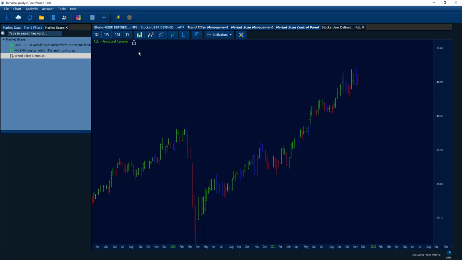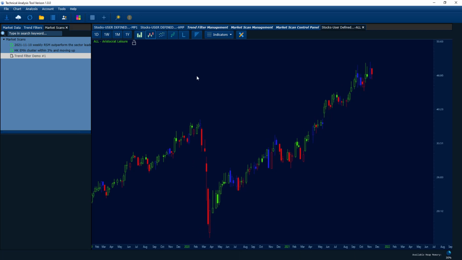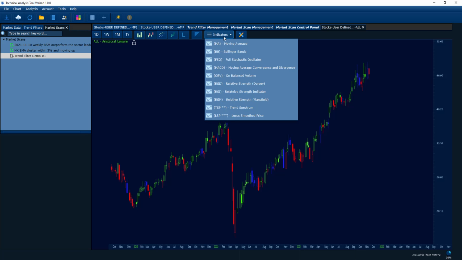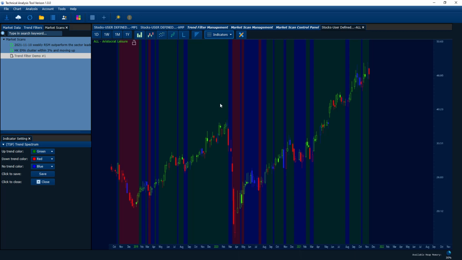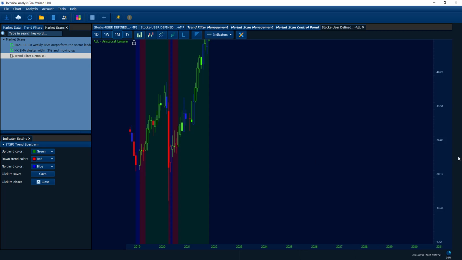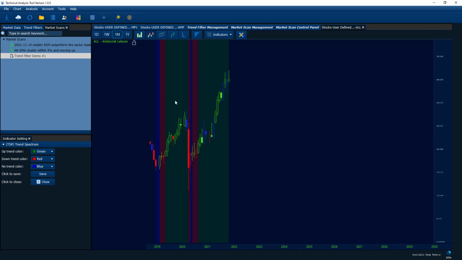Aristocrat Leisure. This is the gaming company. So that's what the candle chart looks like. Let's apply our indicators. For example, let's put back our trend spectrum. Yes, it's weekly. Even though it's coming down a bit, for the weekly this is uptrend. Monthly, it is also in its uptrend.